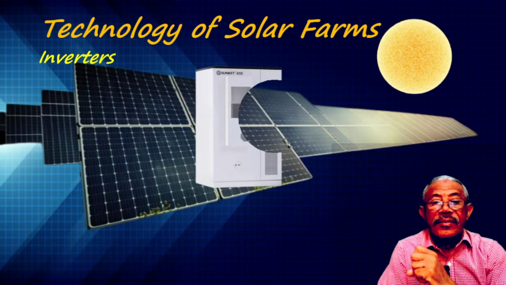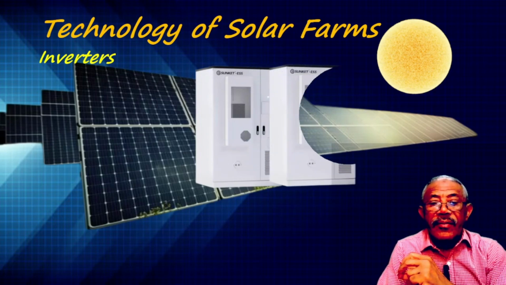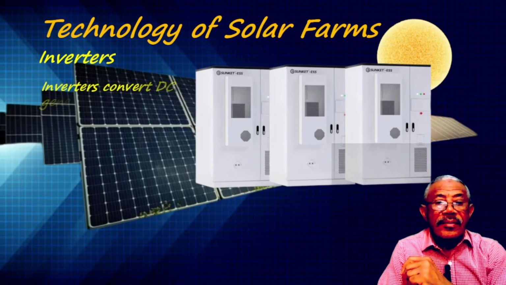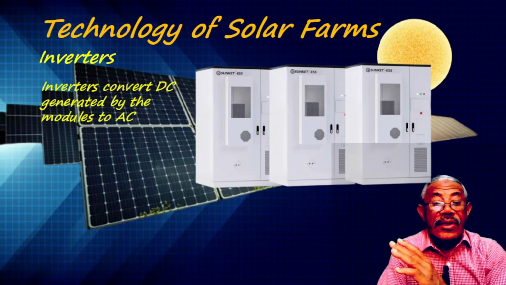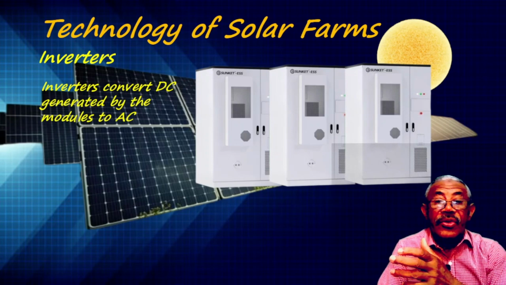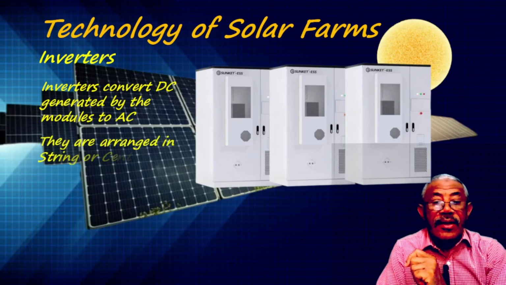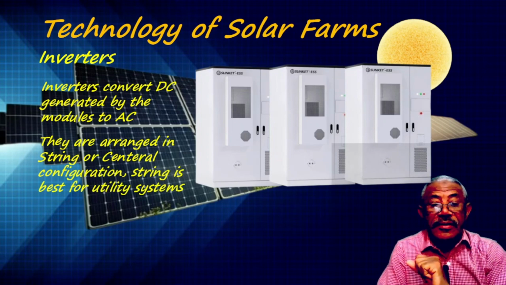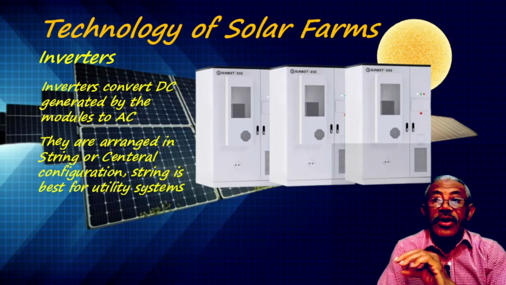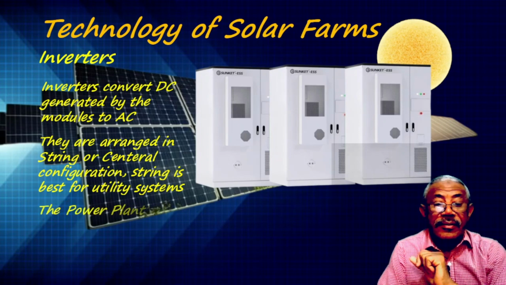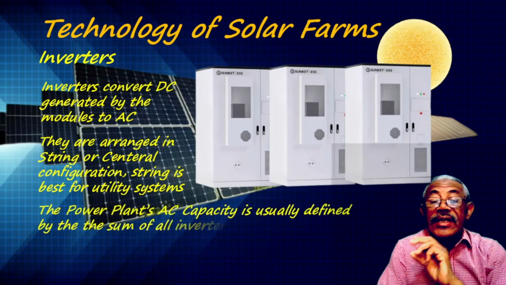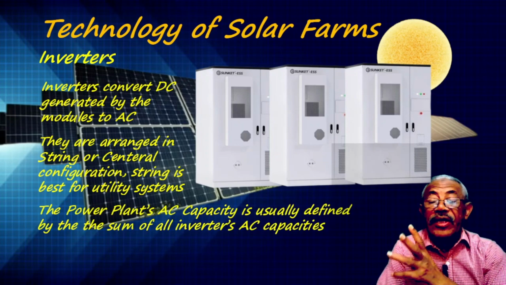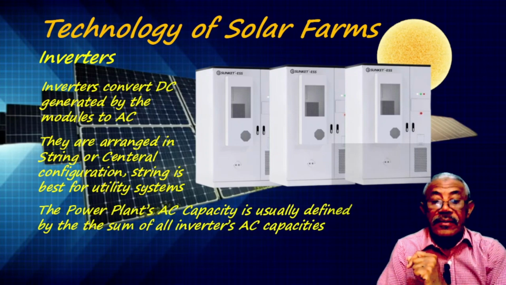Inverters. Inverters convert DC generated by the modules to AC. They are arranged in string or central configuration. String is best for utility systems. The power plant's AC capacity is usually defined by the sum of all inverters' AC capacities.